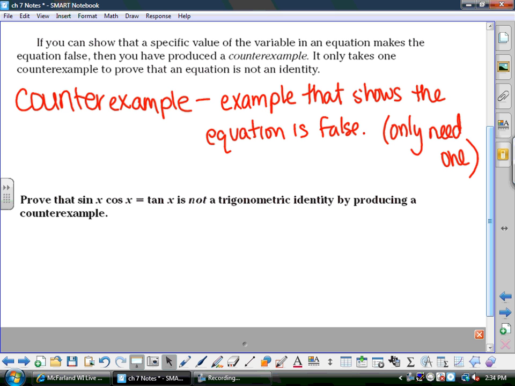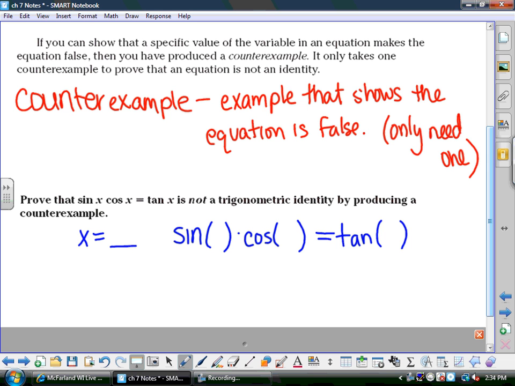Prove that sine x cosine x equals tangent x is not a trig identity by producing a counterexample. So sine of x times cosine of x does not always equal tangent of x. And we need to find some specific number for x and show that the sine of that number times the cosine of that number does not equal the tangent of that number. That'll be a counterexample.